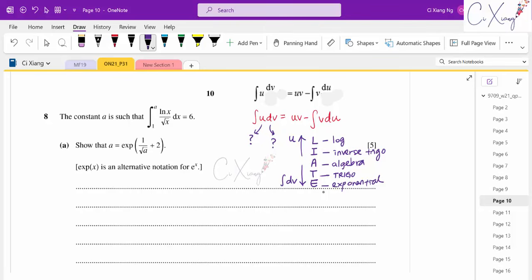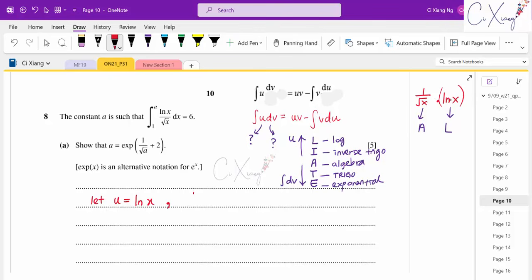Okay, now let's come back to our question here. We are having 1 over square root x multiplied with ln x, right? ln x belongs to the log function, so it belongs to the group L. And then 1 over square root x belongs to algebra, which is A. So you can see that group L is the higher group, and A is the lower group. Therefore, for integration by parts, the higher group will be the u, right? So you will let u equal log x.